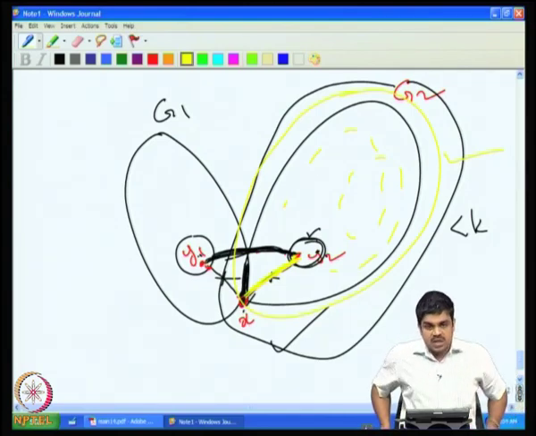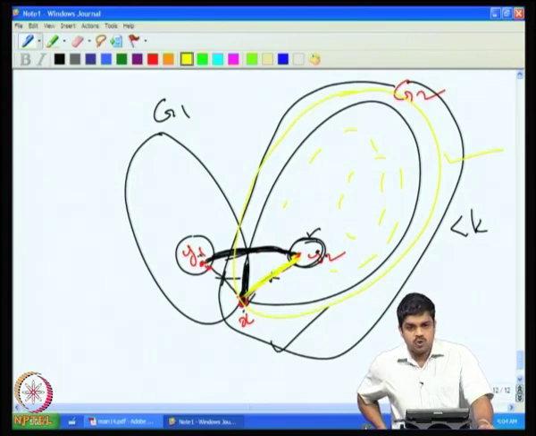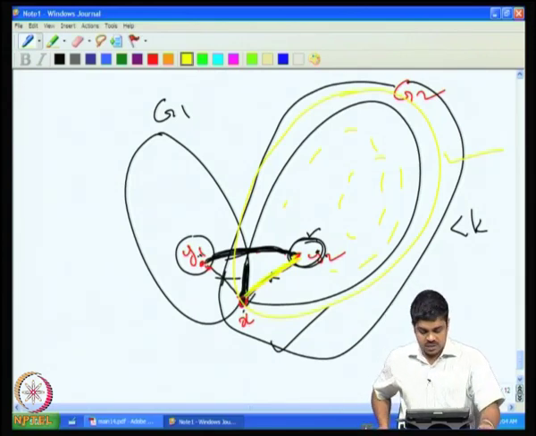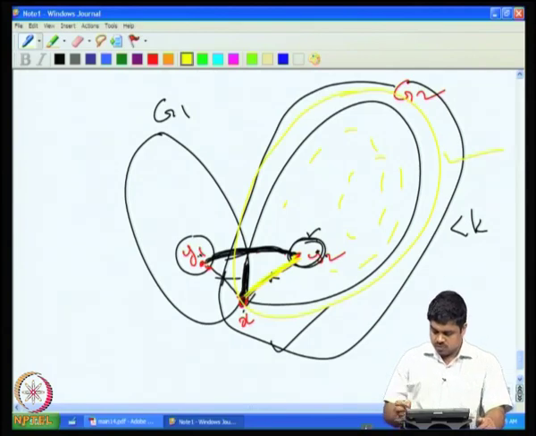But now we will say that any graph whose chromatic number is greater than k contains a k-constructible subgraph. We will do the proof in the next class.